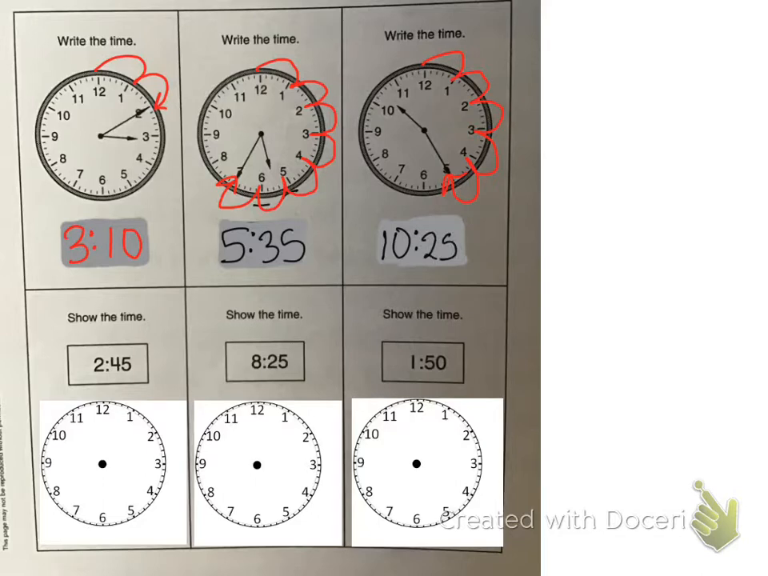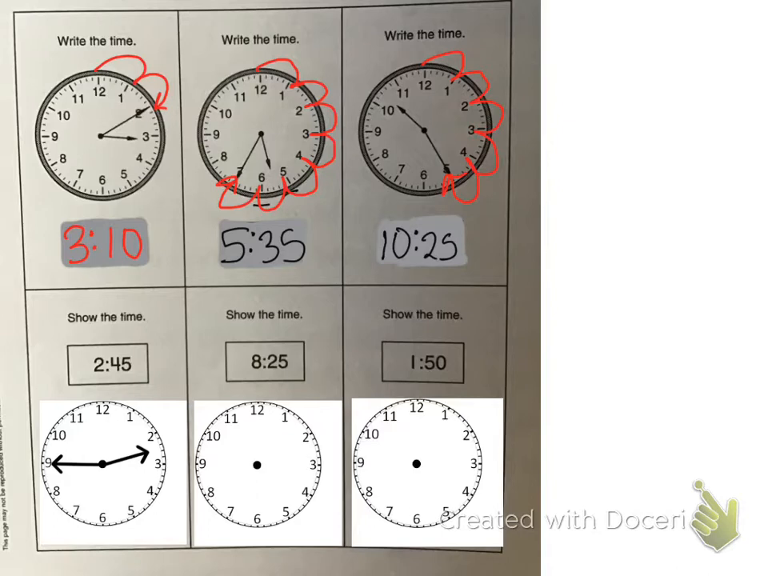On the bottom clocks, it says to show the time 2:45. So my hour hand is going to be between the 2 and the 3, and my minute hand will be on the 5s. So let's count by 5, starting at 12. So 5, 10, 15, 20, 25, 30, 35, 40, 45. So this would be 2:45.